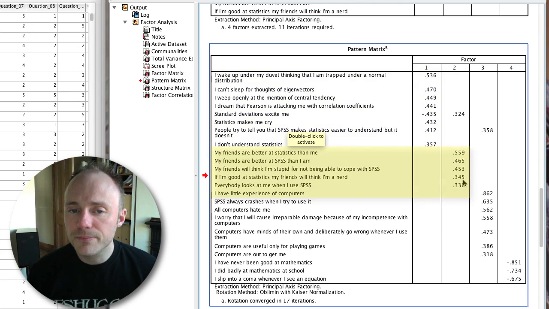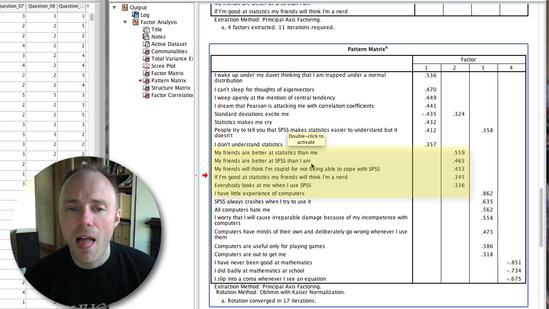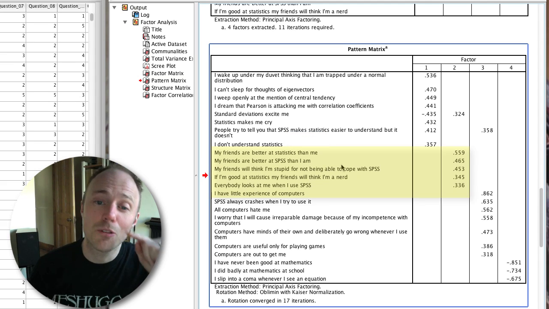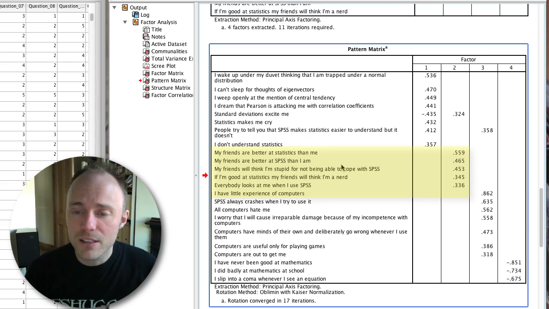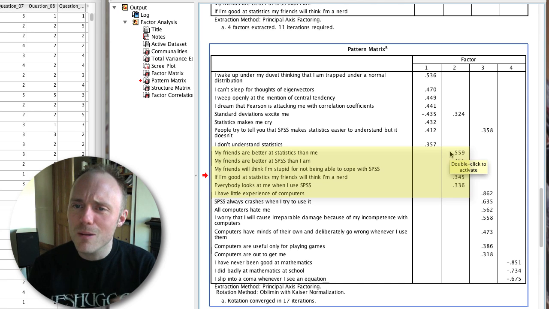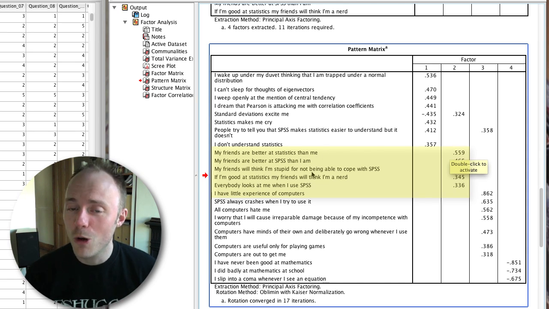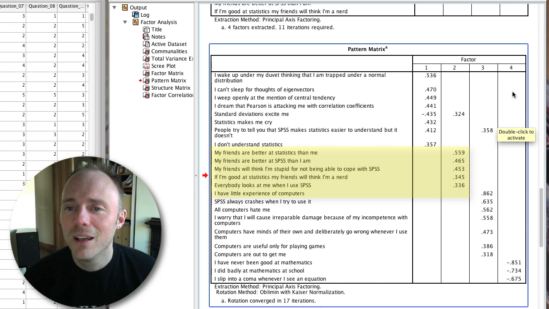If you have a look at factor 2, this block here, we've got items like "My friends are better at statistics than me," "My friends are better at SPSS than me," "My friends will think I'm stupid for not being able to cope with SPSS," "If I'm good at statistics my friends will think I'm a nerd," and things like that. So this is all social peer pressure around statistics, and again there's quite an obvious common theme between those questions, because obviously I made the example up.